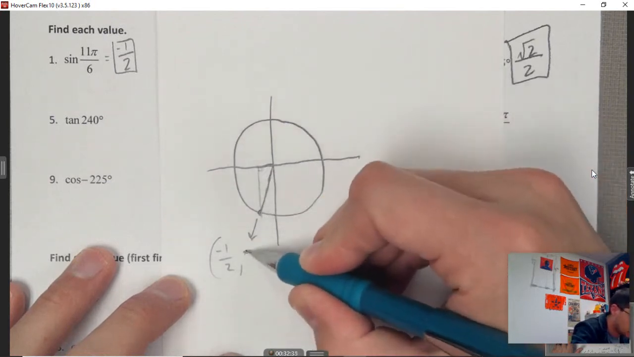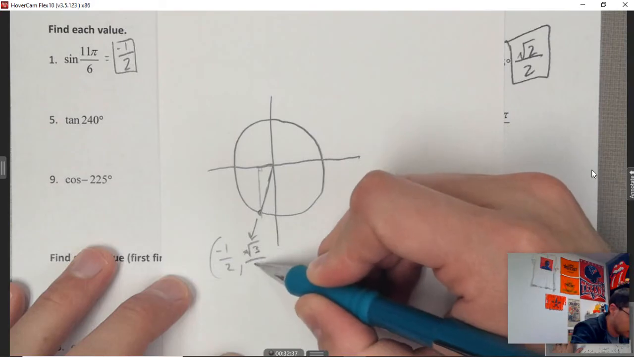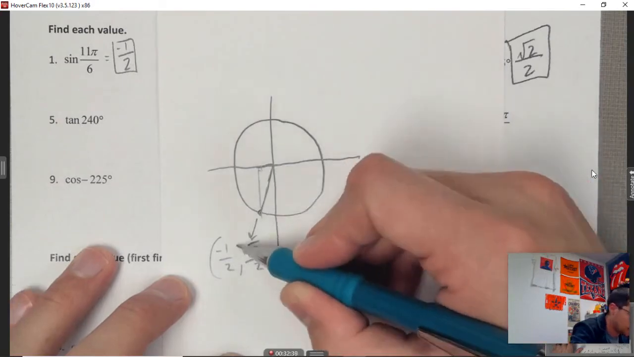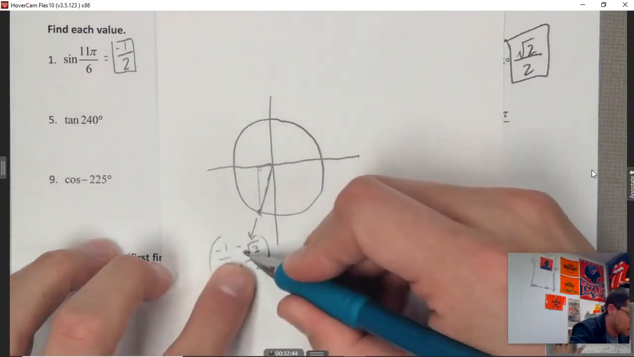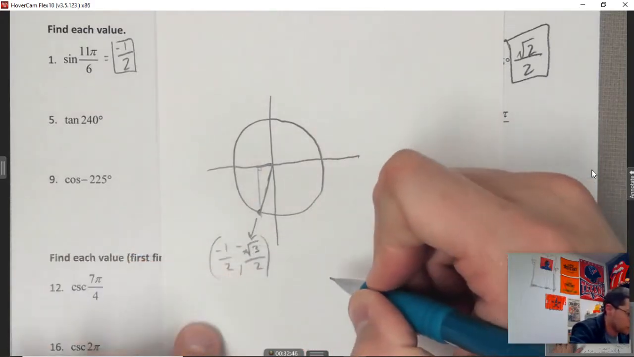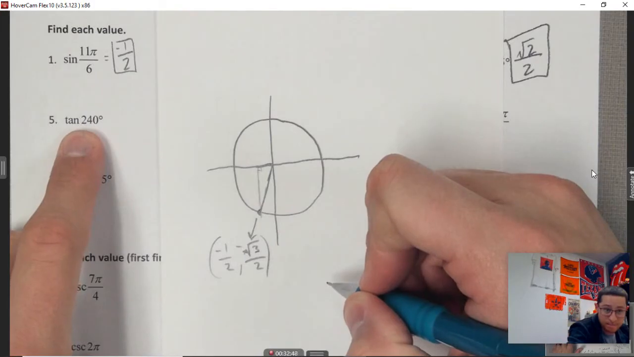Okay, so square root of 3 over 2. They're both negative because it's in that negative, negative quadrant. So it's negative 1/2, negative square root of 3 over 2. But it's looking for tangent.